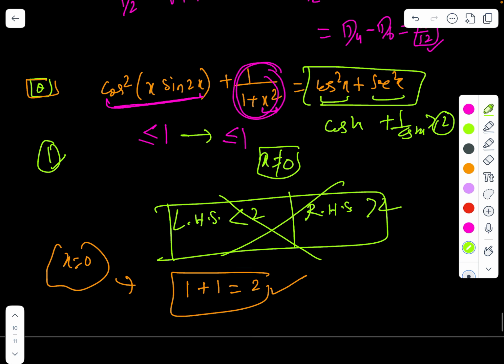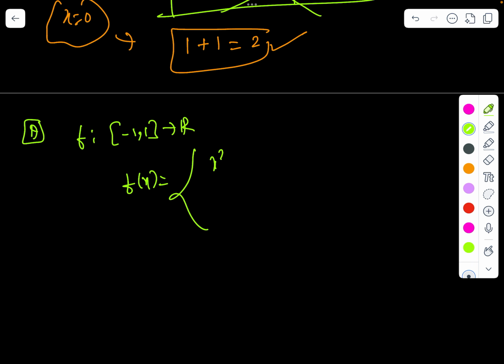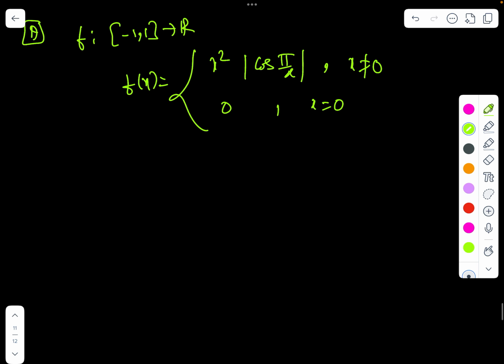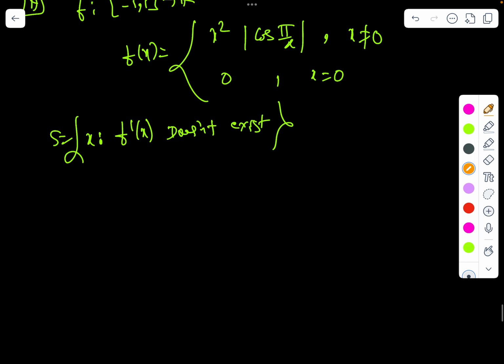right? Let's pack it up with the last problem, and you'll see how fundamentals matter. So if I have a function defined from -1 to 1 to R, and it's defined by f of x is x square mod cos pi by x for x not equal to 0, and is 0 for x equal to 0. So you have to find the points such that f dash x does not exist. So S is the set of all such x, find the number of points in set S.